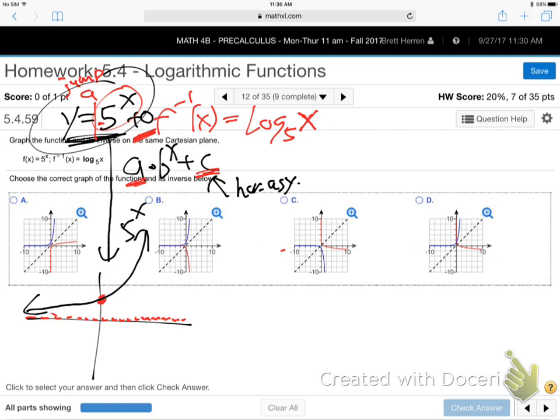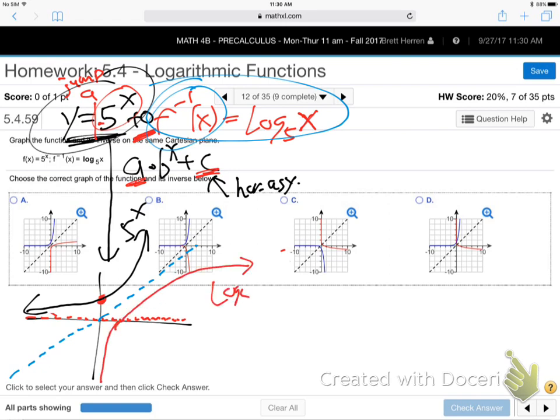Okay, now on the same axis system, they want me to graph the log. Well, all I need to know is the log here is the inverse function. And remember, the picture of an inverse function is always the reflection across the dotted line. That's why there's the diagonal. If you take that exponential graph and flip it across the diagonal line, can you see what it's going to do? It's going to come to that other side, and it's going to go like this. Can you picture that? So that's going to be log base 5 of x.